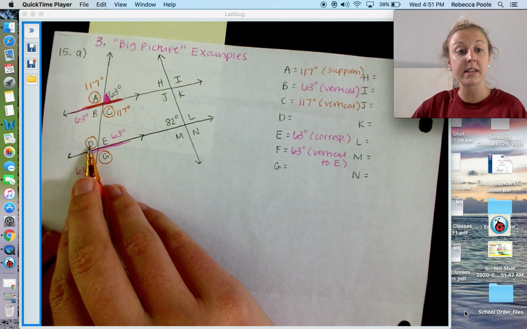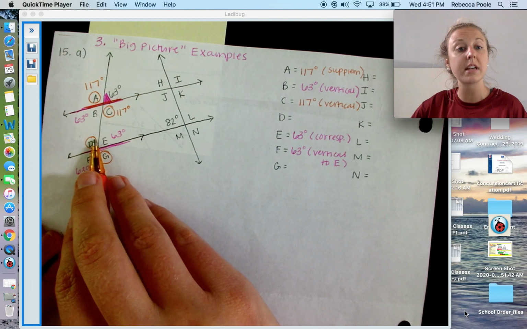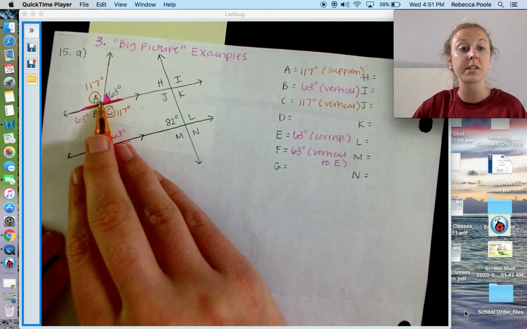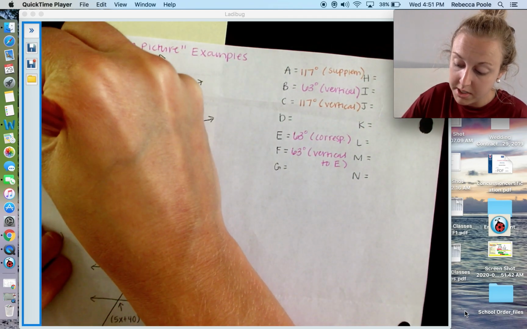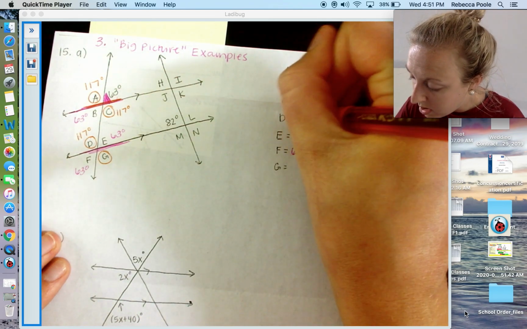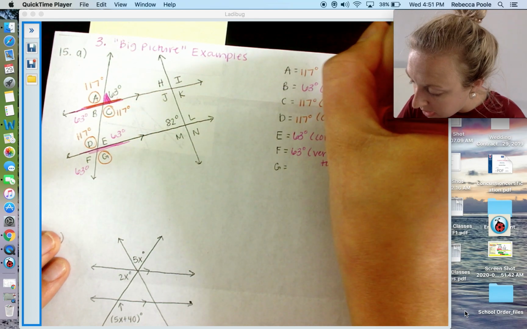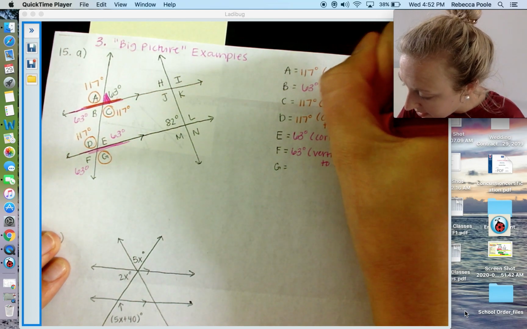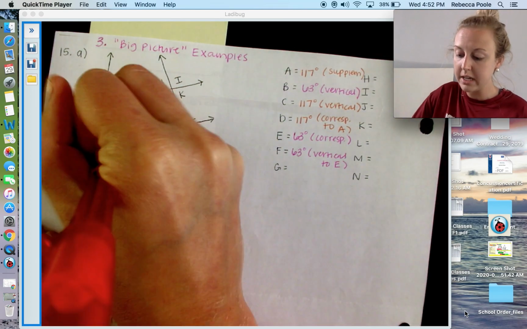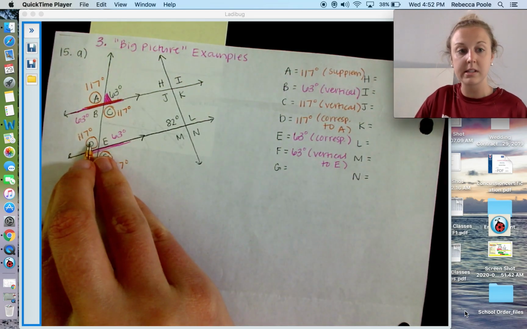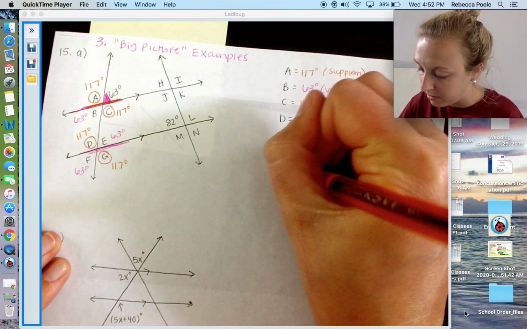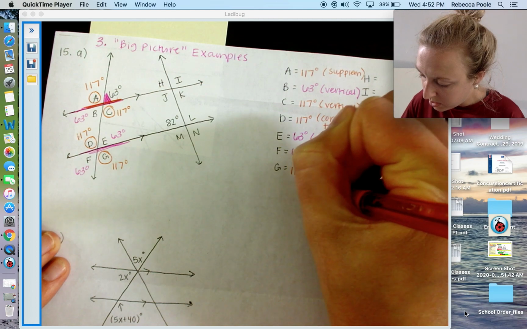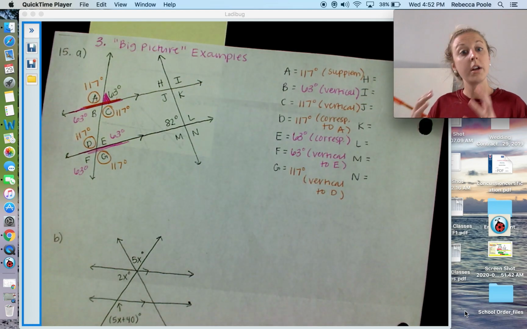D should be 117. And again, this is where you could say alternate interior, or you could say corresponding. Either one. Does not matter to me. I'm going to say corresponding to A, which means G is also 117 because D looks in the mirror, sees himself. Those are vertical to D. All right? Not too bad, right?